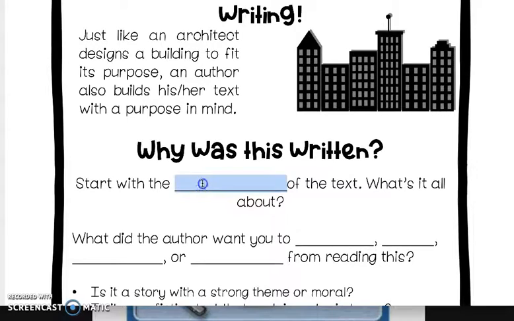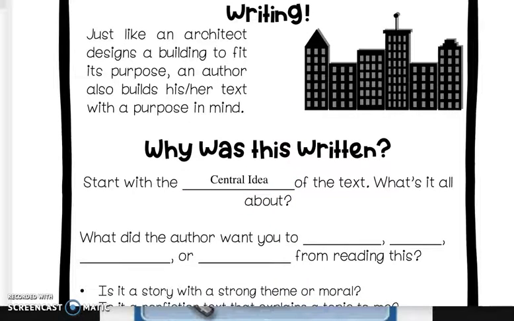So go ahead and we're going to add those notes right. You should have that you need to start with the central idea of the text. What is the text about? Okay, we learned about this with key idea. We need to know what is the central idea, what is the main thing that the author is writing about. Okay? And then we need to ask ourselves, what did the author want you to think, feel, know, or learn from reading this? So we need to go ahead and add those notes.